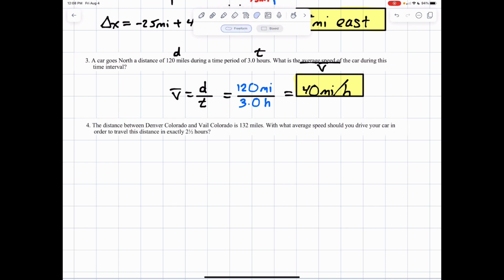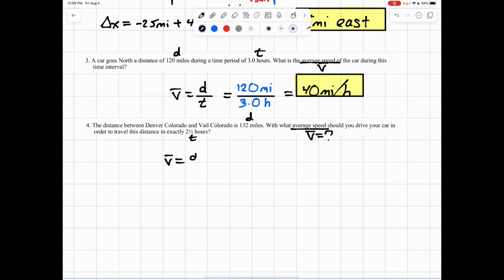On to number 4. The distance between Denver, Colorado and Vail, Colorado is 132 miles. With what average speed should you drive your car in order to travel this distance in exactly 2.5 hours? Well, again, this is an average speed problem, so we're using the same equation as question 3, looking for V bar. Again, this is our distance, and again, this is our time. So let's go ahead and plug into that same equation.